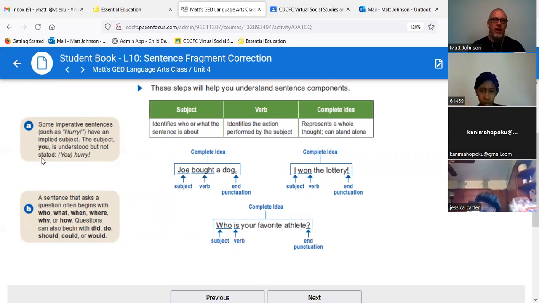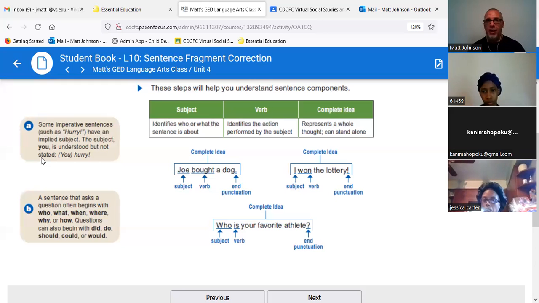So the subject, right, as we talked about, identifies who or what the sentence is about. Usually that's at the beginning of the sentence, or if you have more complicated ones, it's always going to be before the verb. Then the verb identifies the action performed by the subject, right? We talked about the verb. This comes in all forms. And then a complete idea. So if it's not that super simple Joe slept type of idea, you've got to have something else completed, representing that whole thought. So there are examples here, right?